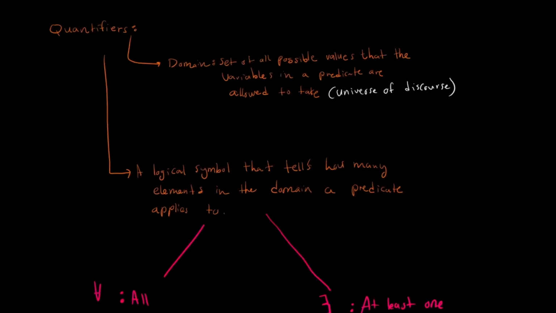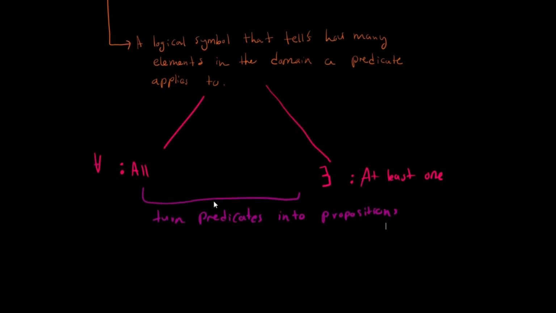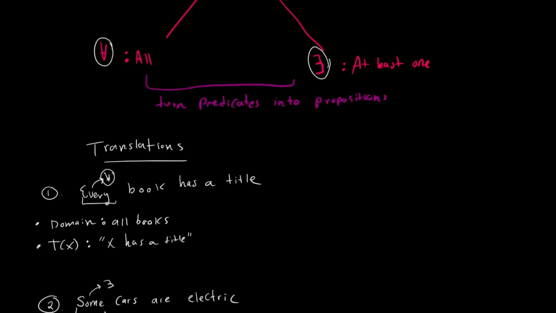Okay, so now that we know what the domain is, let's go into actual quantifiers. A quantifier is a logical symbol that tells us how many elements in the domain of a predicate it applies to. So here, this symbol on the left represents all, and this symbol on the right represents at least one. What they basically do is turn predicates into propositions. So we're going to be looking at this in further problems. Before we move on to translations, it's important to know that the symbol on the left is known as the universal quantifier, and the symbol on the right is known as the existential quantifier.